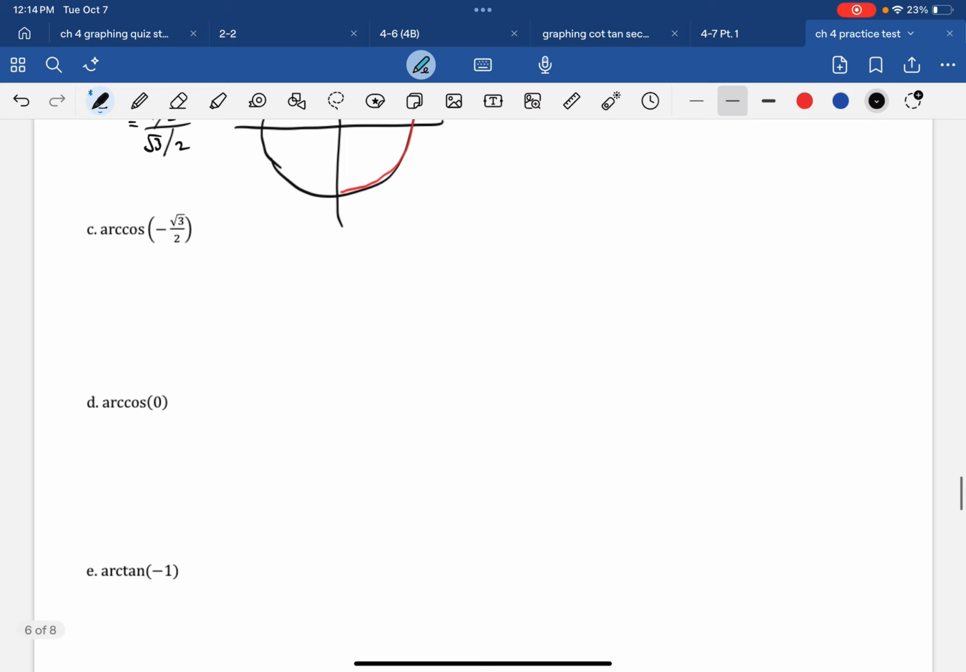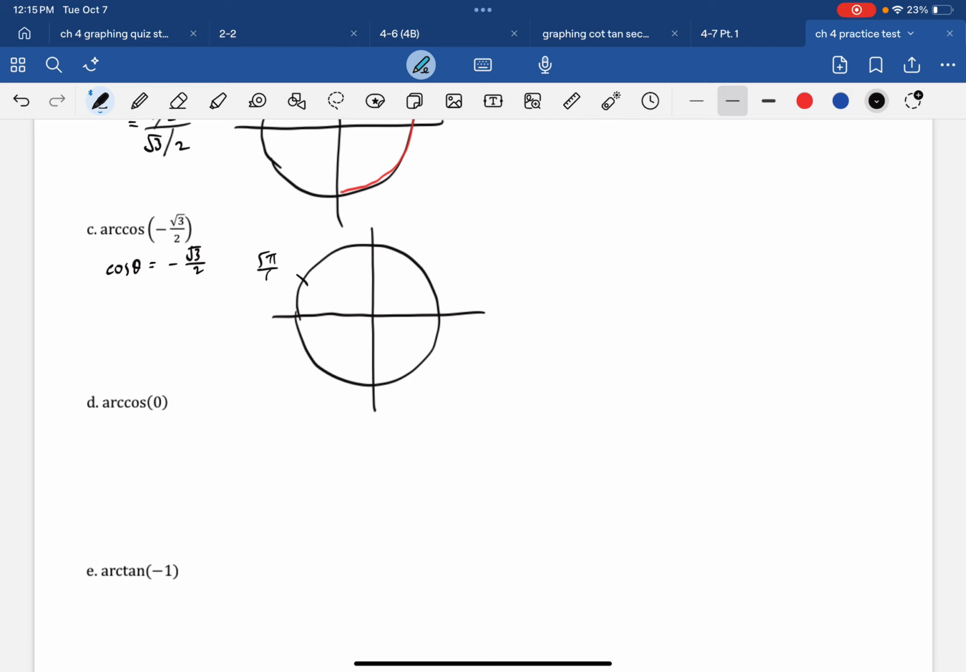Next, we have arc cosine of negative root 3 over 2. So that means we're looking for an angle theta now between 0 and pi, or quadrants 1 and 2, which has cosine theta equals negative root 3 over 2. So we're looking for a point that has x-coordinate negative root 3 over 2. That's going to be this point here, which is 5 pi over 6. Notice that this point also has cosine negative root 3 over 2, but it would be wrong because it's not within the proper range of the arc cosine function.